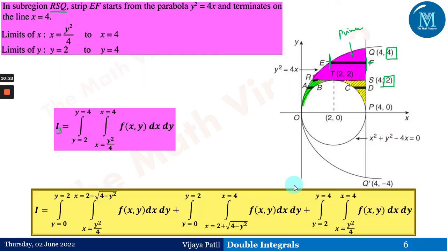And this is all about change of order of integration part 3. This is a different question, and the difficulty level is a little more than the first and second parts. I hope you have understood the change of order of integration very well.